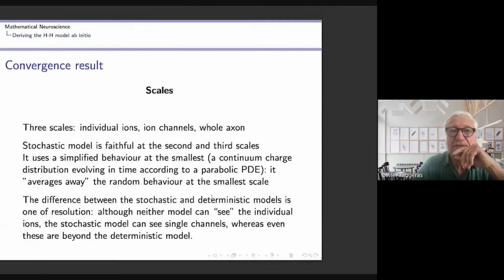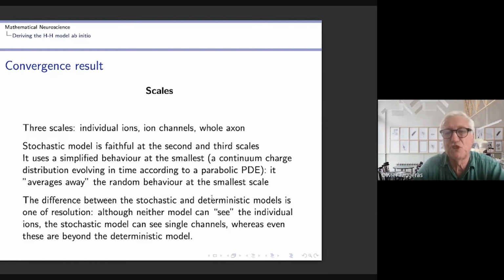The model actually has three scales: individual ions, which both models are blind to, ion channels, and the whole axon. The stochastic model is faithful at the second and third scales. It uses a very simplified behavior at the smallest scale, the individual ions. It's just the continuum charge distribution evolving in time according to a PDE, and it averages over the random behavior at the smallest scale. The difference between the stochastic and deterministic models is one of resolution. As I said, neither model can see the individual ions, but the stochastic model can see single channels, whereas the deterministic model cannot see them.